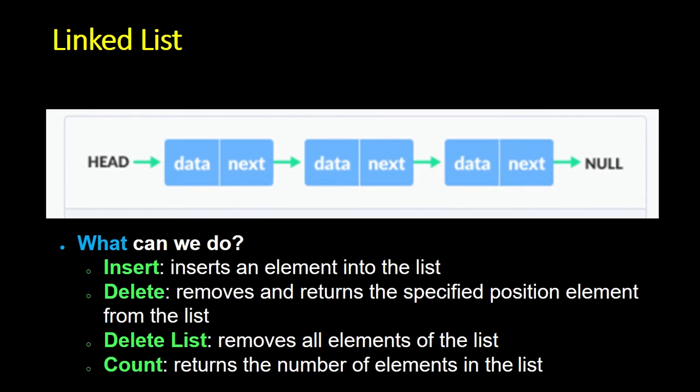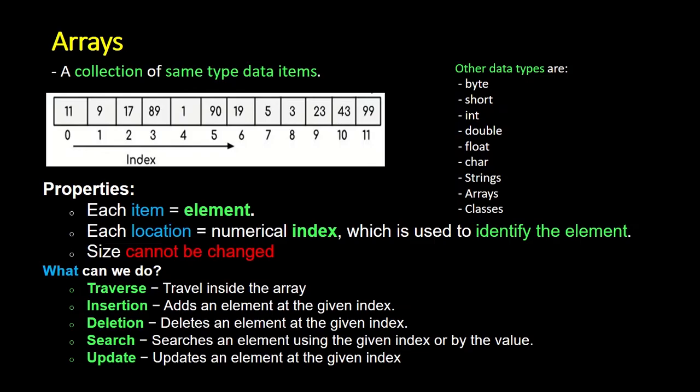So what can we do with a linked list? We can insert, which inserts an element into the list. We delete, which removes and returns the specified position element from the list. You can do delete list, which removes all the elements of the list. And we can do count, which returns the number of elements in the list.